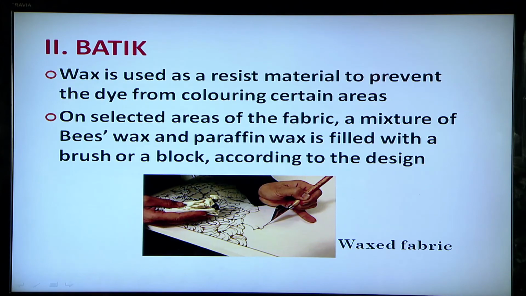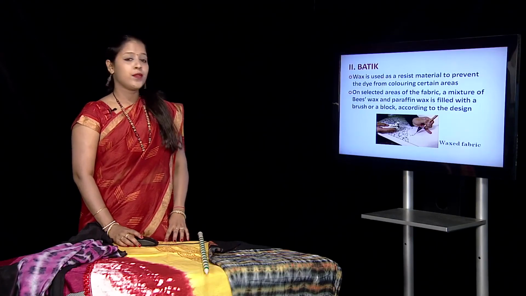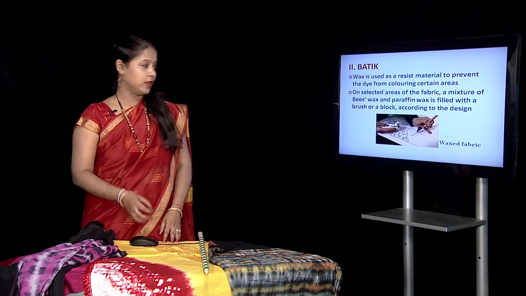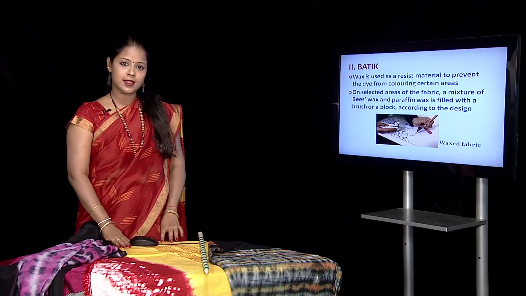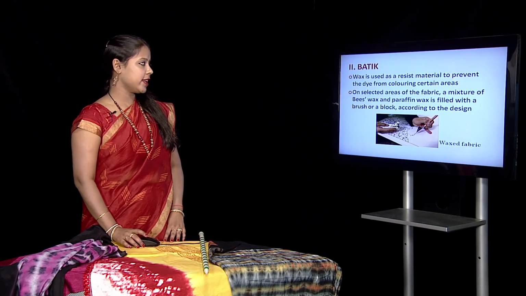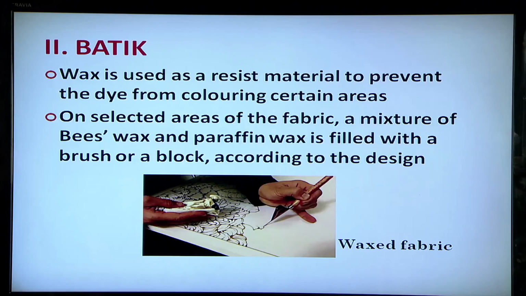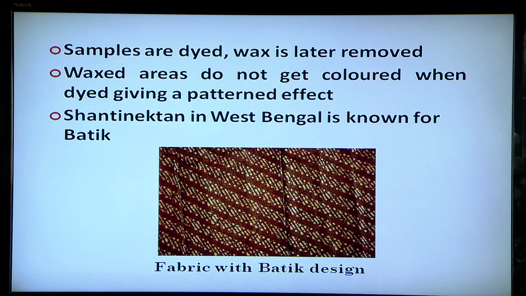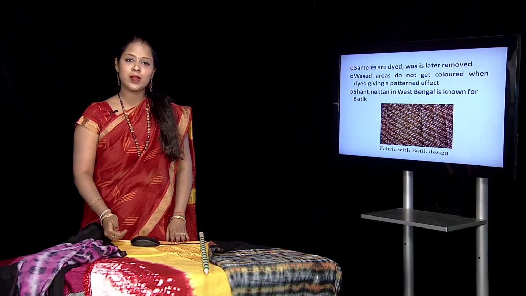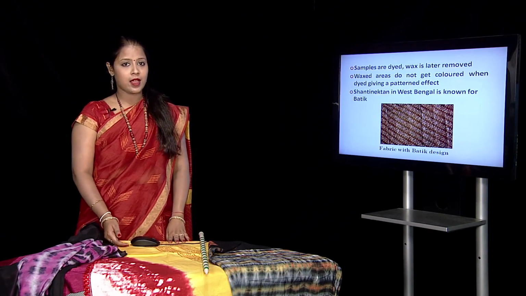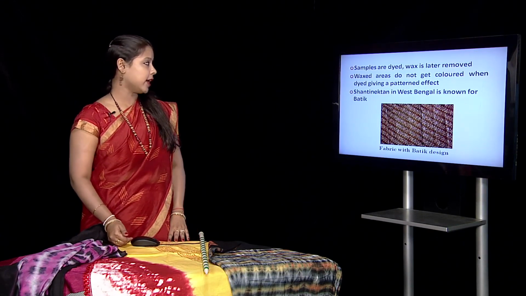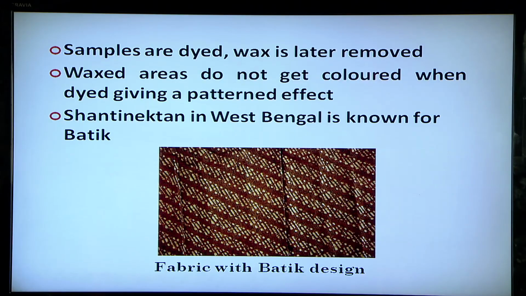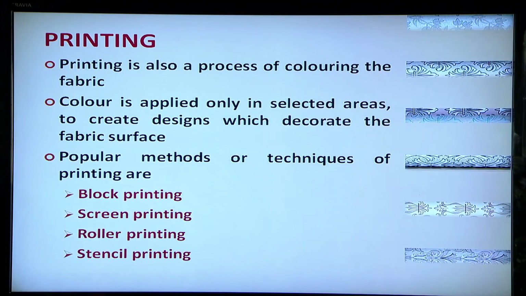The next technique of resist dyeing after tie and dye is the batik, where wax is used as the resist material to prevent the dye from coloring certain areas. On selected areas of the fabric, a mixture of beeswax or paraffin wax is applied with a brush or a block according to the design. The samples are then dyed and the wax is removed. After the wax is removed, the areas which have been waxed do not get colored and the areas which have not been waxed take up the color. Shanti Niketan in West Bengal is known for its batik.